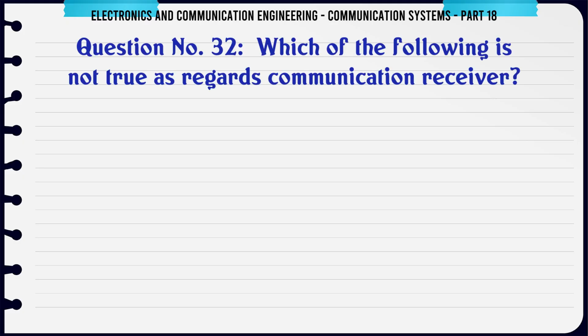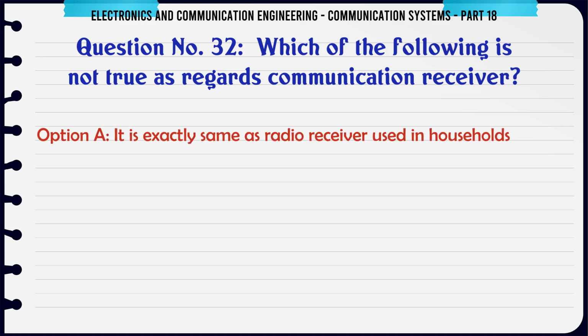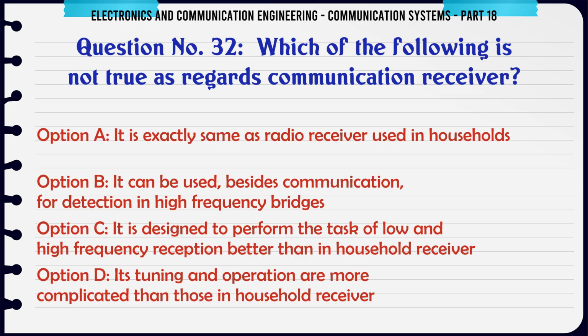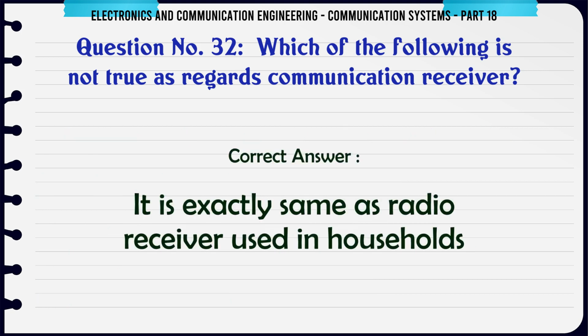Which of the following is not true as regards a communication receiver? A. It is exactly the same as a radio receiver used in households. B. It can be used besides communication for detection in high-frequency bridges. C. It is designed to perform the task of low and high-frequency reception better than a household receiver. D. Its tuning and operation are more complicated than those in a household receiver. The correct answer is it is exactly the same as a radio receiver used in households.